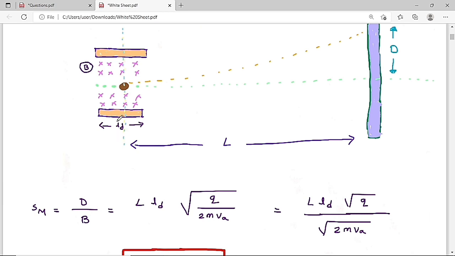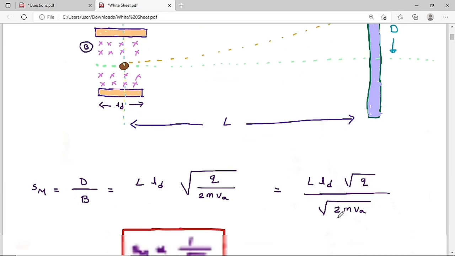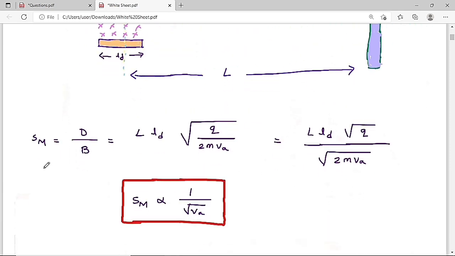LD is the length of the deflection plates, Q is the charge of the electron, M is the mass of the electron, and VA is the accelerating voltage of the electron. If you solve this, finally you are going to get L into LD into under root over Q by under root over 2M into VA. So we can say the magnetostatic deflection constant is always directly proportional to 1 by under root over VA. VA is called the accelerating voltage.